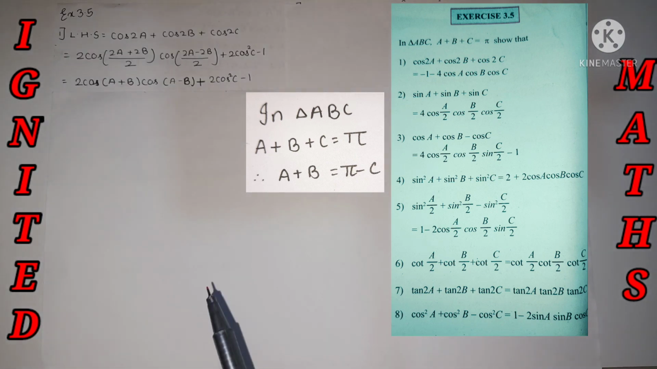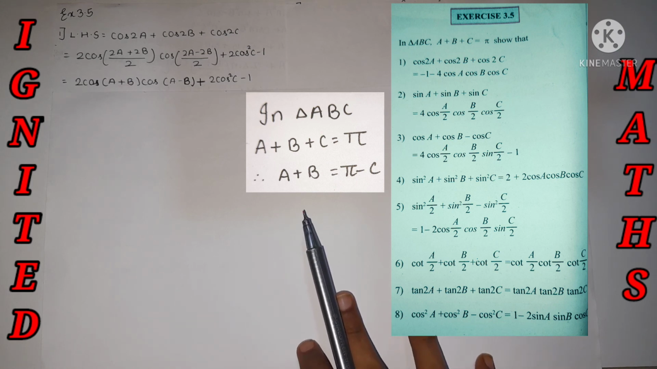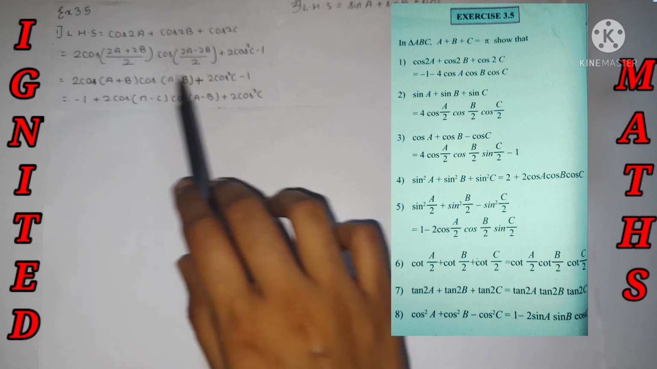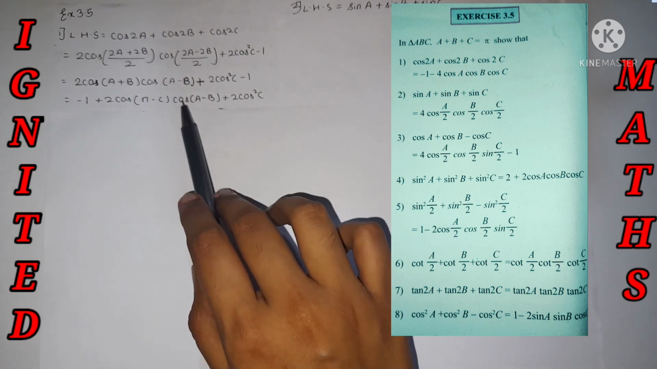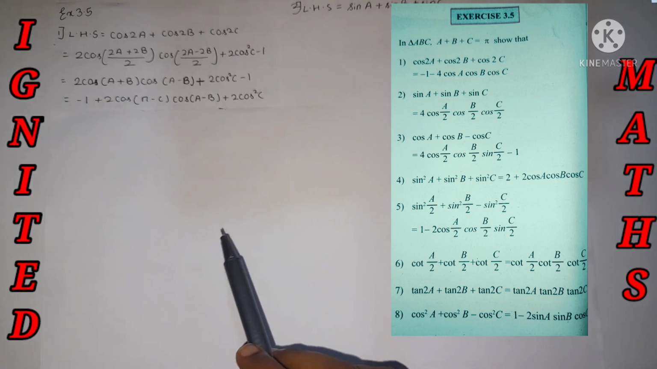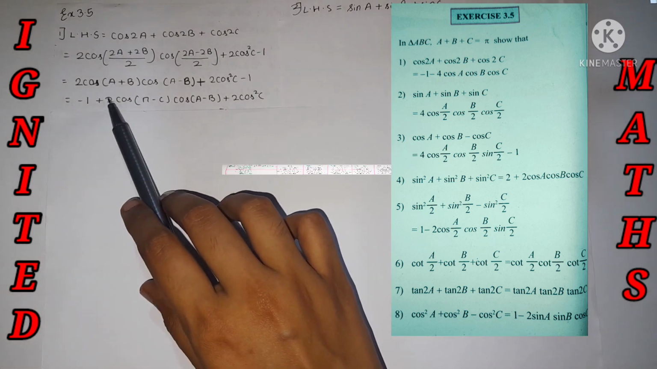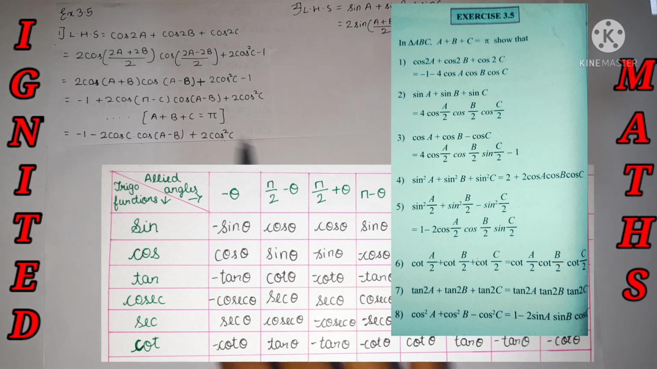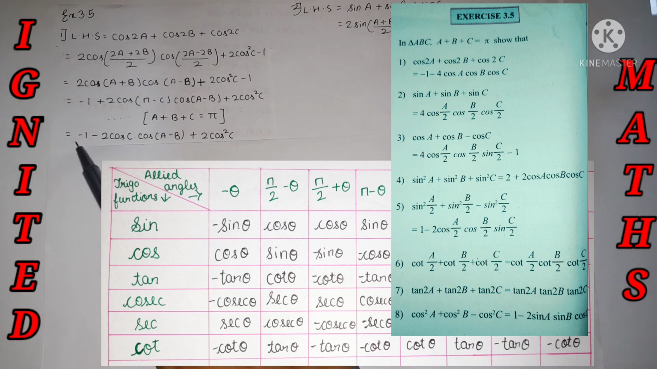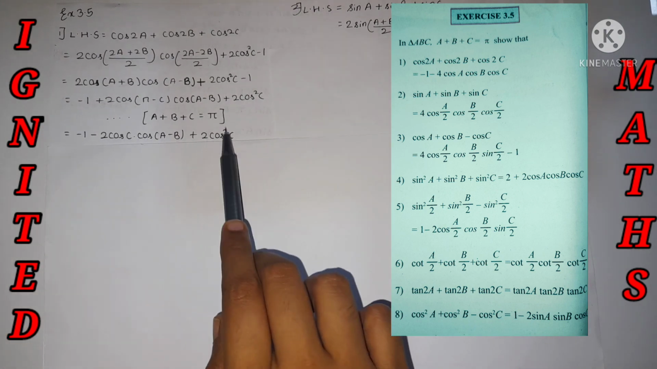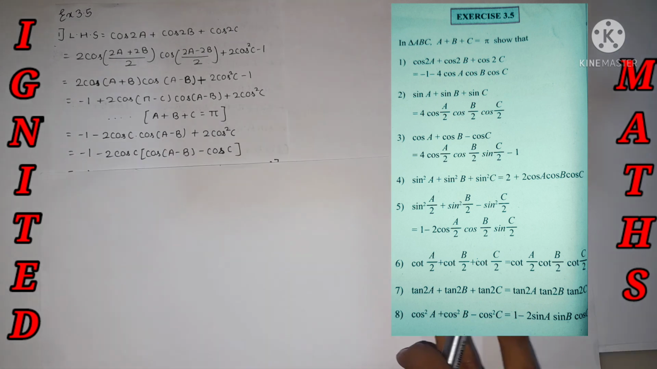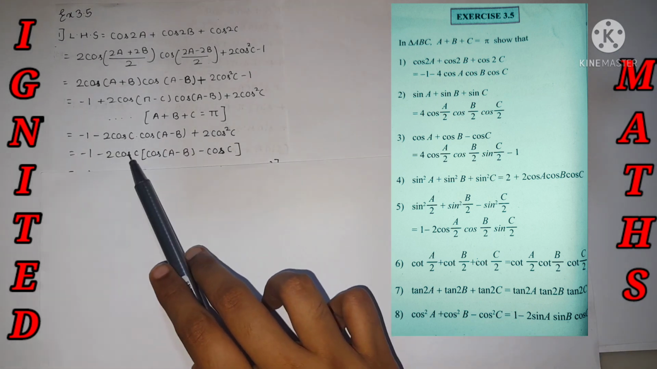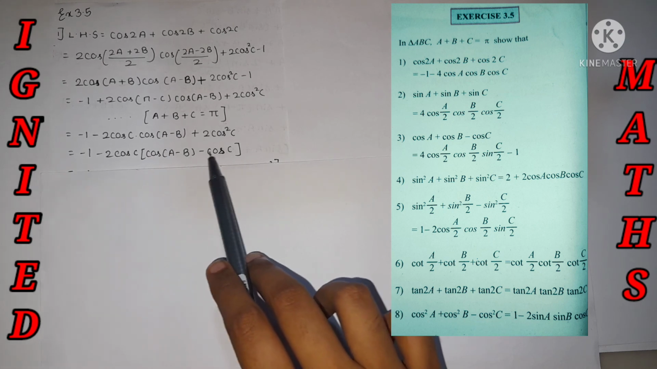I'll show all the construction on the right hand side. Please cross check it. I have just rearranged it: minus 1, and 2 cos (pi minus C) cos (A minus B), and 2 cos square C, as I have represented over here. So can we use the formula of cos (pi minus theta)? It's nothing but minus cos theta. So my theta is C, and the rest of the things I have represented as is. With this term and this term, 2 cos C is common. Just take it common: 2 cos C, cos (A minus B) and minus cos C.